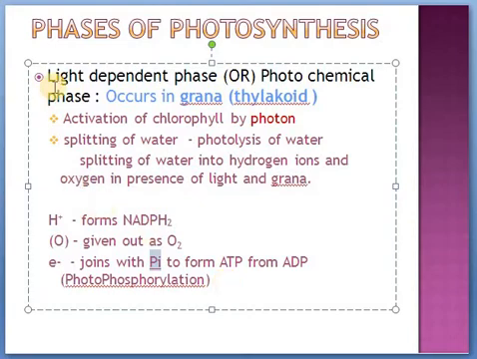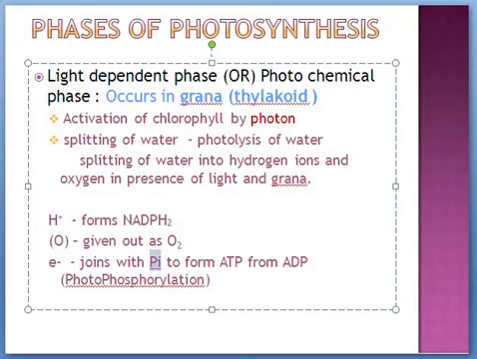Three different processes occur during light reaction: activation of chlorophyll by photon, splitting up of water, which means photolysis of water. That means in presence of light, water is being split up into hydrogen ion, electron and oxygen. And then the third process that occurs during light phase is photophosphorylation. Right, so these three are occurring during light dependent phase.